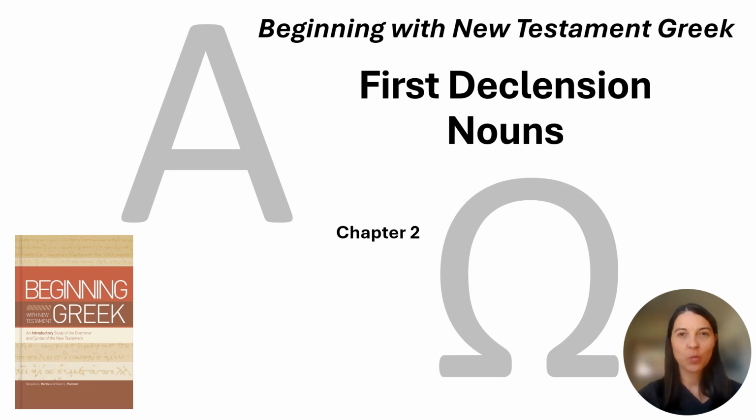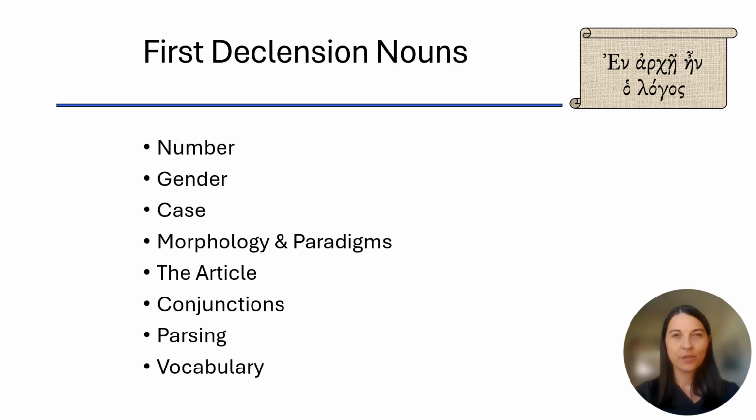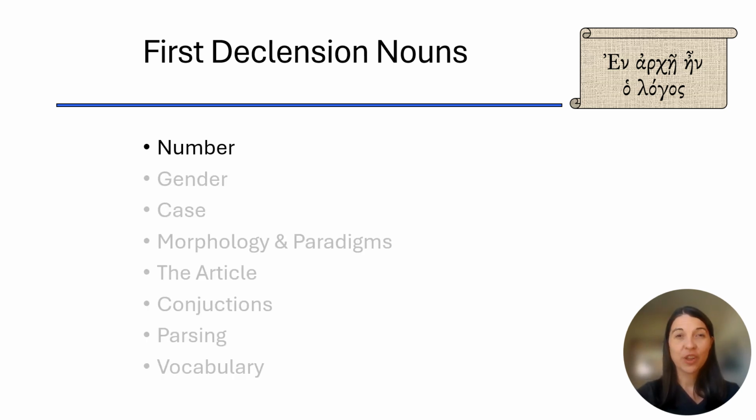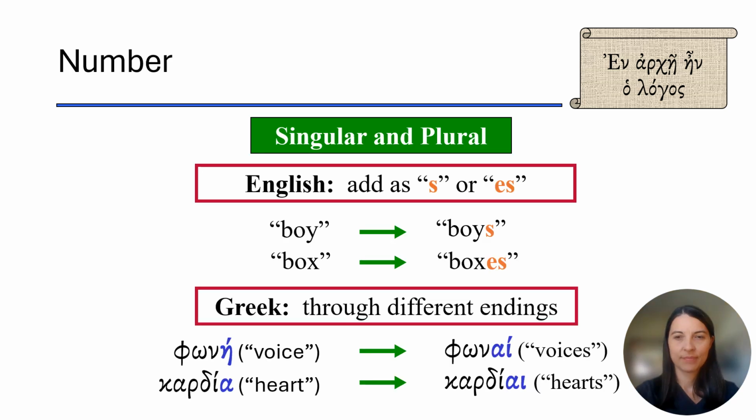In the second chapter, we're going to be covering first declension nouns. These are the topics that we are going to cover in this chapter. Some of them are similar in English and some of them are totally different in Greek. First off, let's take a look at the number. This is very self-explanatory because in English, we change a word into a plural by adding s or es. In Greek, you're going to be changing first declension nouns from phone to phonai and cardia to cardiae.